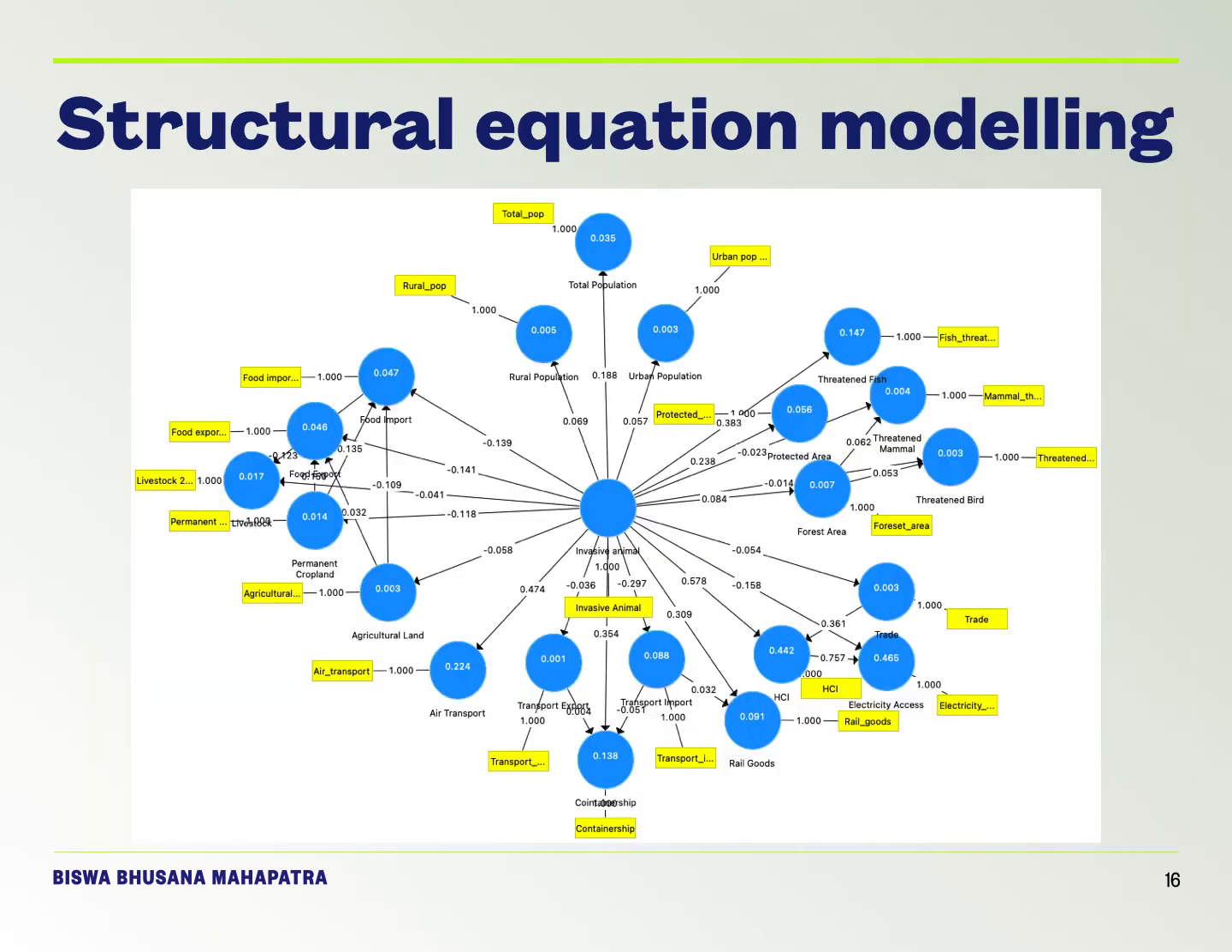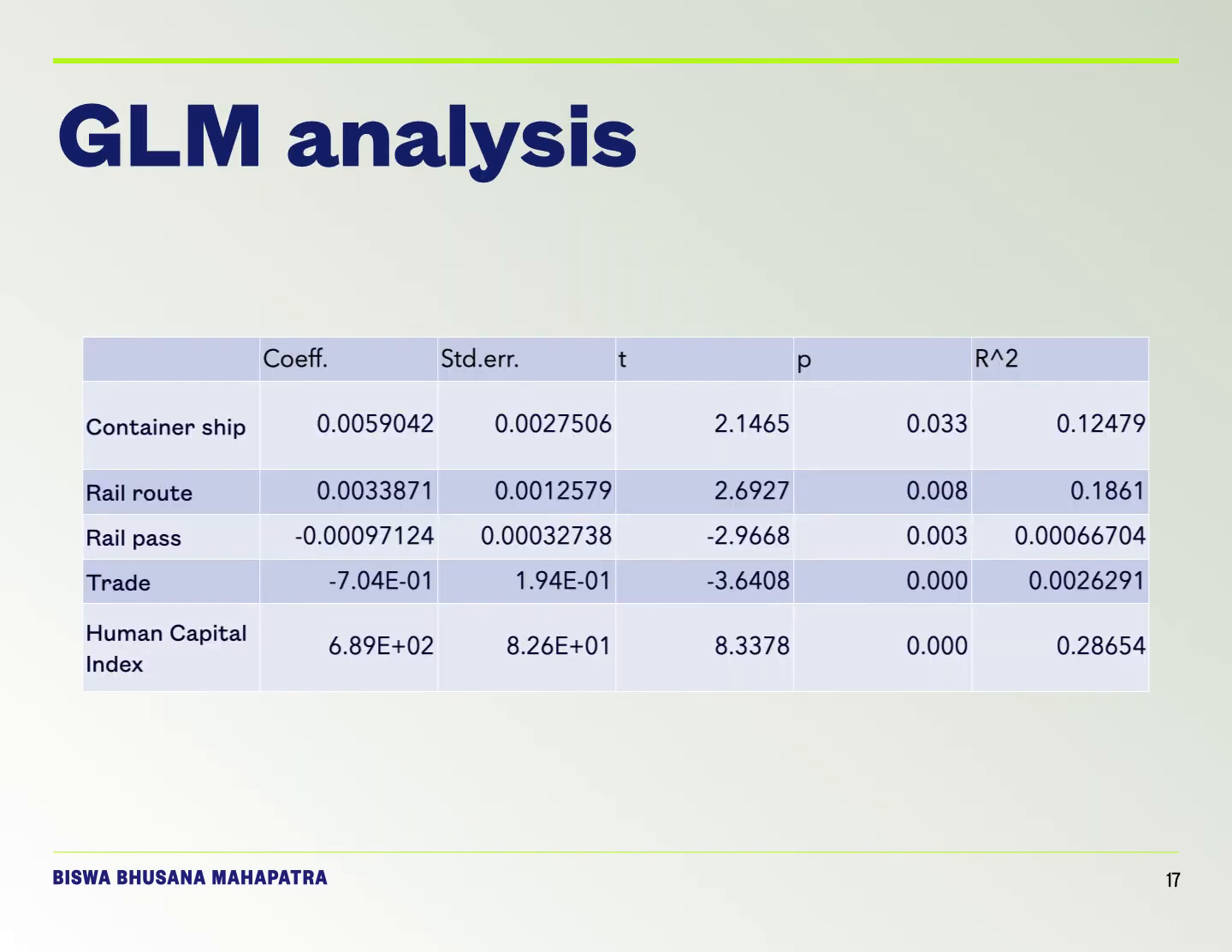Structural equation modeling shows how invasive species are related to various socioeconomic factors. For example, human capital index, trade, export, import, agricultural land are related to invasive species. GLM analysis shows the major drivers of invasions are railroad, container ship, trade, and human capital index.